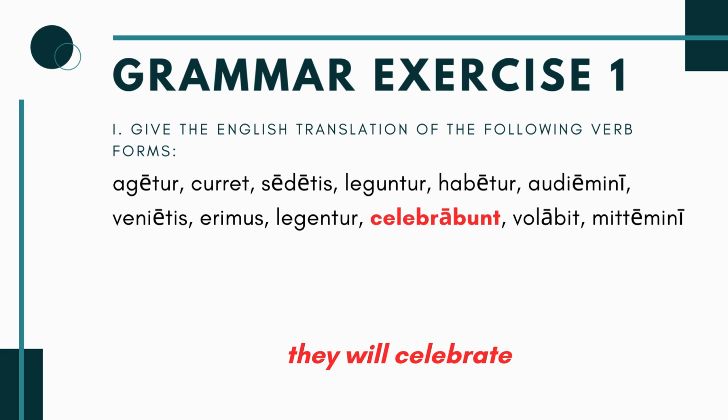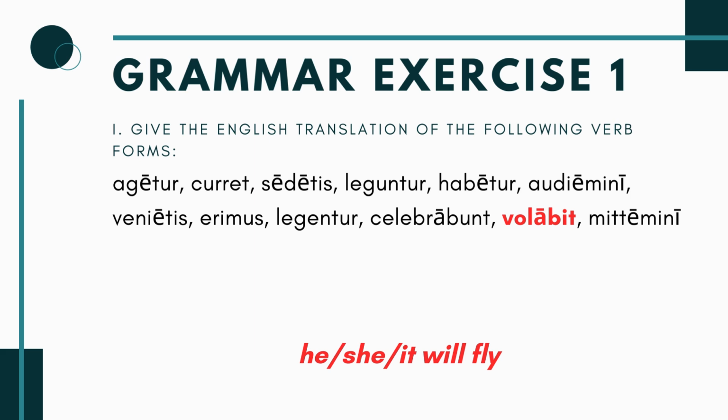Okay. Next, you have volabit. Again, the bo, be, bu gives it away. It's because volo, volare is a first conjugation verb, to fly. So volabit means he, she, or it will fly.